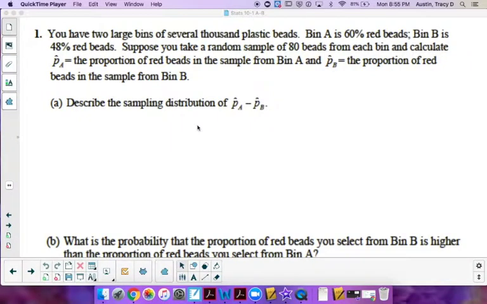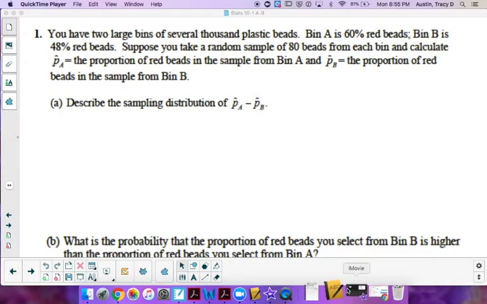Okay, so as stated, all we're going to be doing today is more practice on confidence intervals and probability like we did yesterday on the difference between two proportions. Okay, so this one is very much like the goldfish. It's the sampling distribution of the difference in proportions and a probability question from it. So let's take a look.